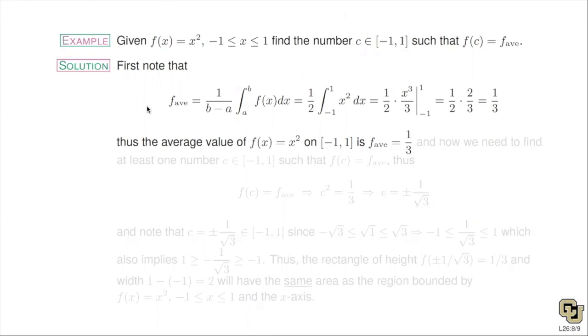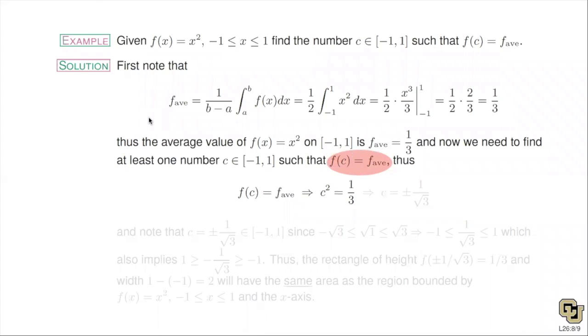Now I'm going to plug c into the function, the letter c, you could call it x or t or whatever, and set that equal to the average value. The function here is the parabola x squared. So here we have c squared equal to 1 over 3.